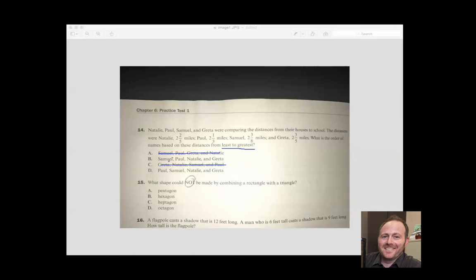So an easy way to do that is you just divide. You take 1 and you divide it by 3 to get a decimal. That gives us 0.33. That is Paul, right? Sorry, my chicken scratch on there. And then we've got to do the same with Samuel, that's 3 divided by 8, which is 0.375. Well, which one is smaller? 0.33. So Paul has to come first. So the answer by default there is Paul, Samuel, Natalie, and Greta. So hopefully that makes sense to you.